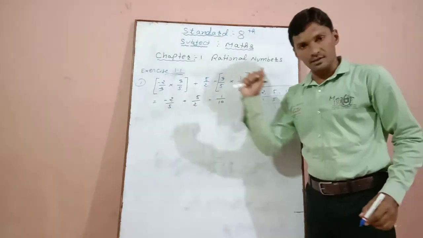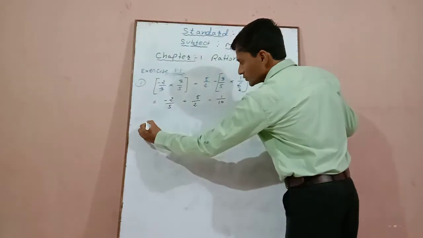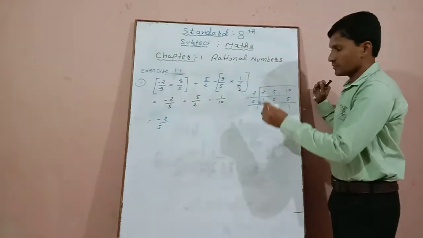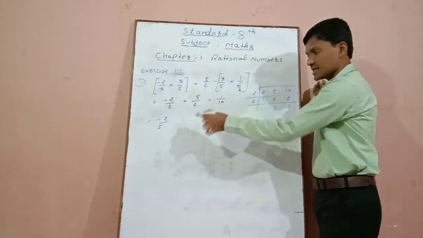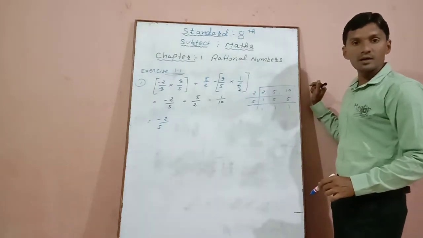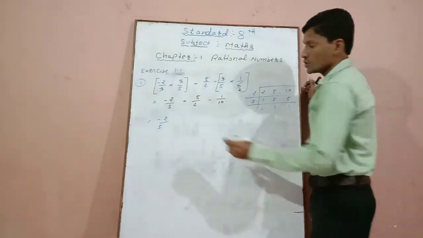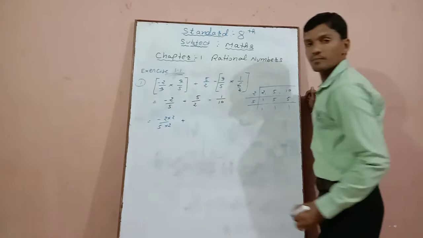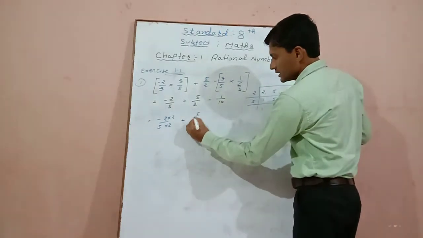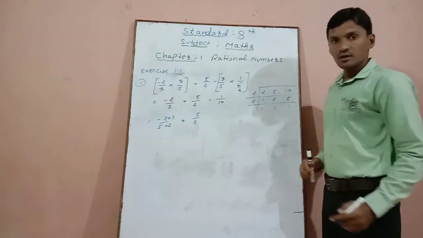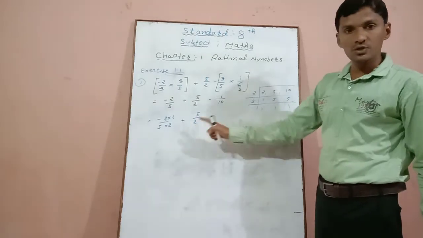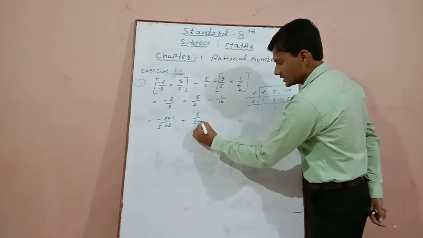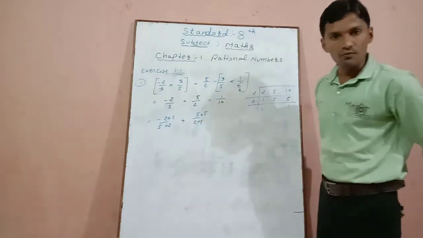Now compare it here. Is equal to minus 2 divided by 5. Here 5 is there, so which is the remaining number? Remaining number is 2. So multiply by 2. Second step, 5 divided by 2. Here the denominator common LCM is 2. That means the remaining number is 5. So it will be multiplied by 5.